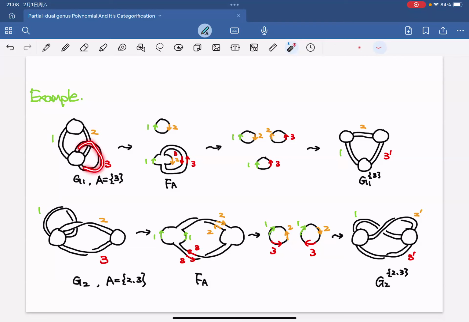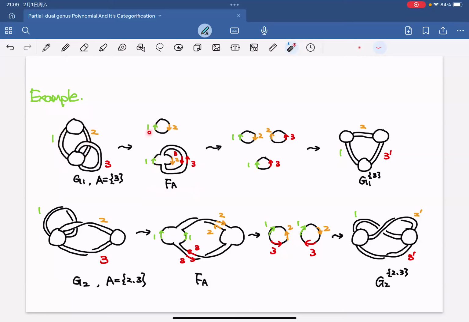the third edge. So first we can consider the surface FA. FA means that we just remove all the edges not in A. So we have a surface FA, and we should recall the place where the first edge and the second edge are glued to these 2 disks.